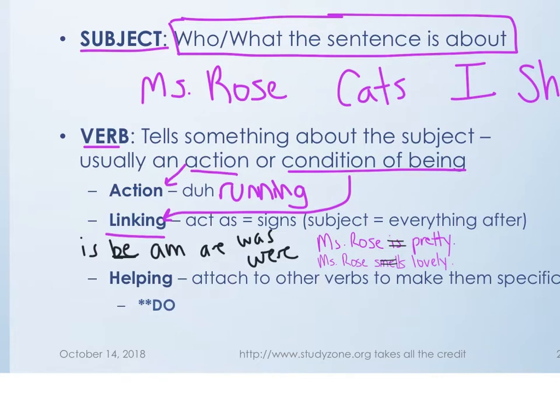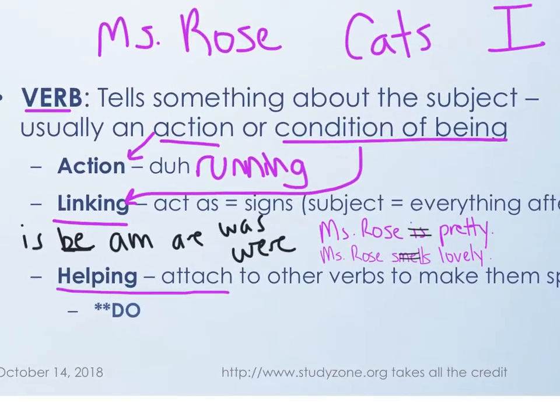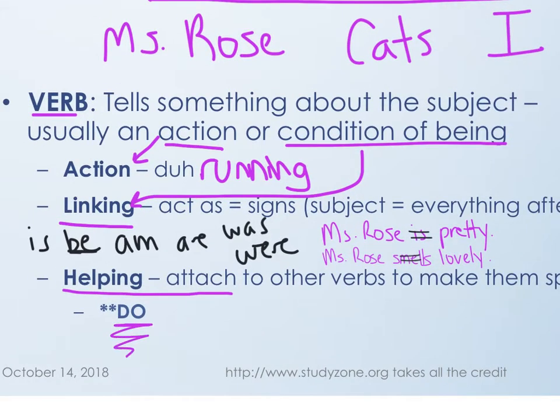Helping verbs help other verbs. They are attached to others to make them specific. Do is a big helping verb. For example, I do love swimming. Do helps love. I love swimming.